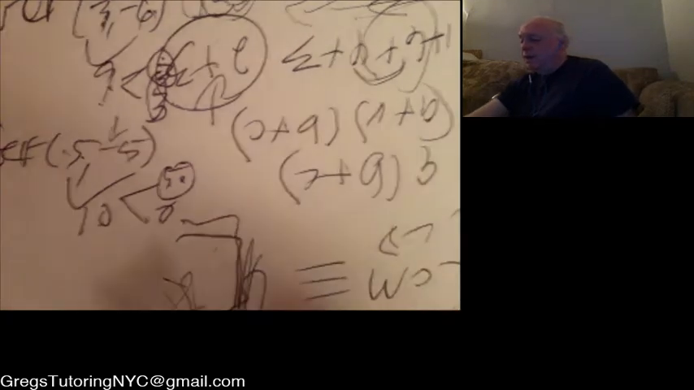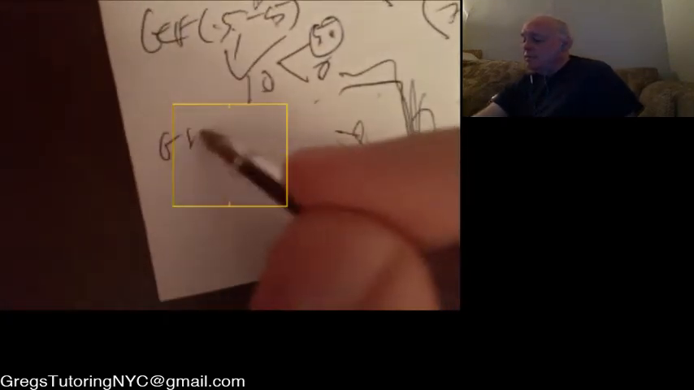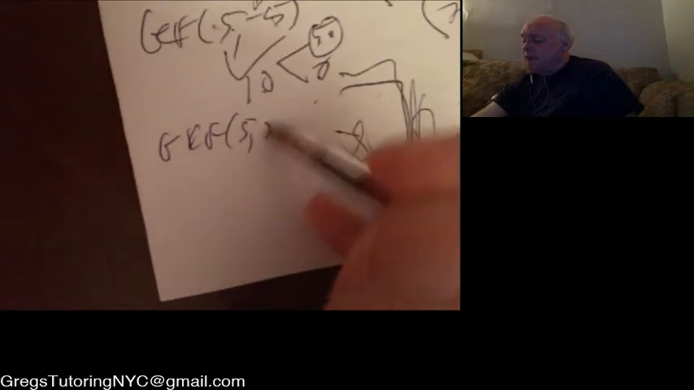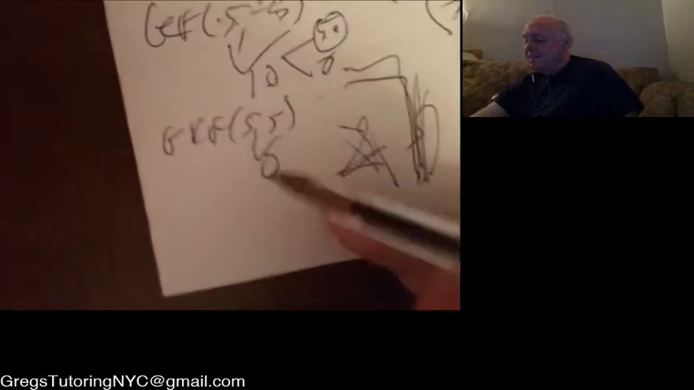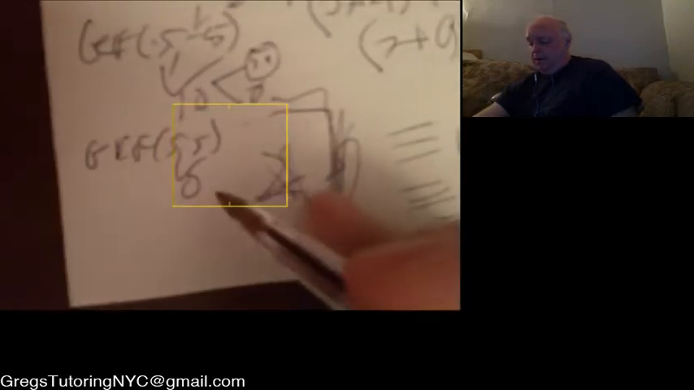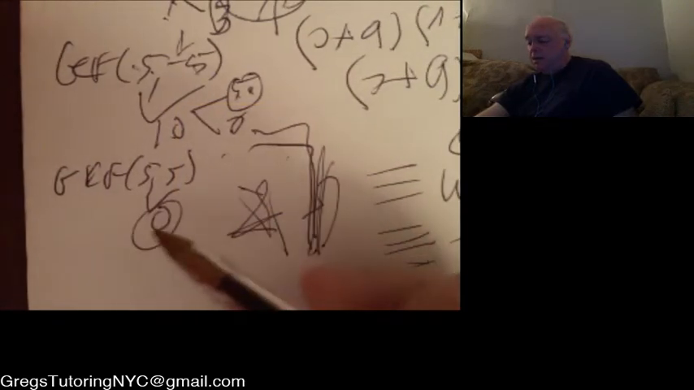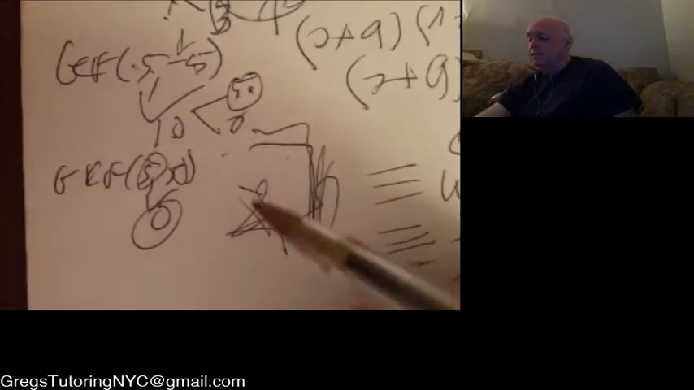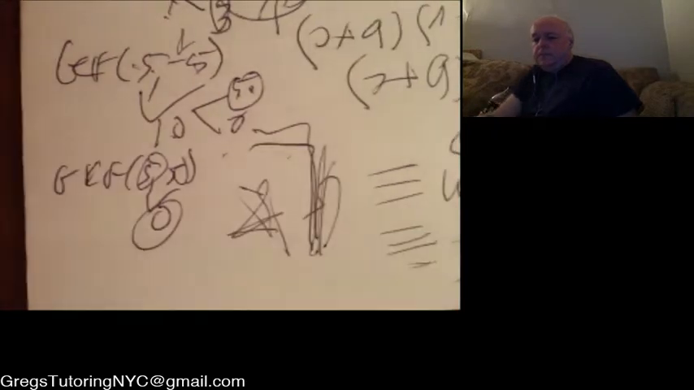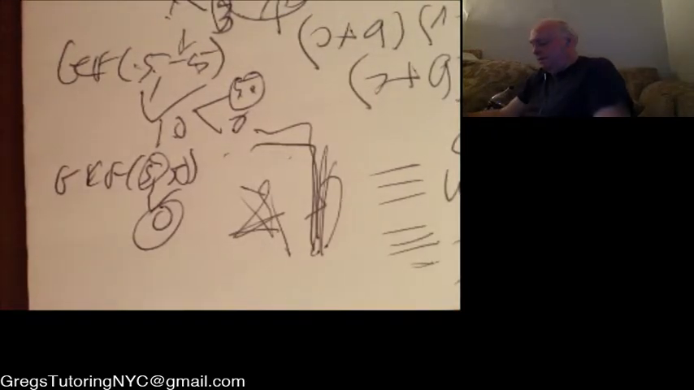Okay? And we can even do it with GCF of 5, 5. The difference here, 0. Okay? So once you see a difference of 0, boom, you're done. It's the number itself. Okay? So I believe that's the end of my GCF examples.